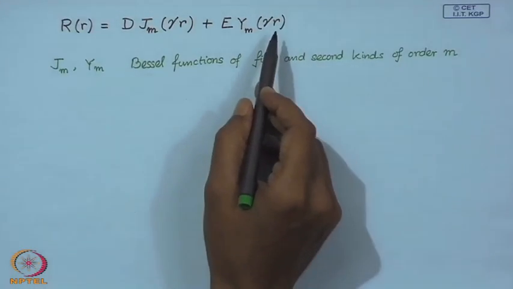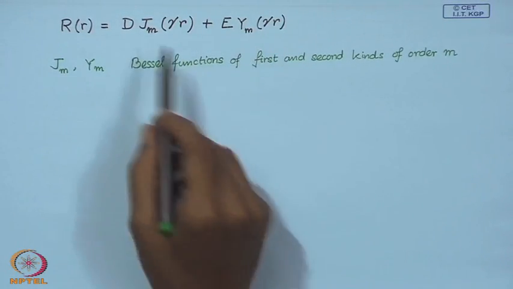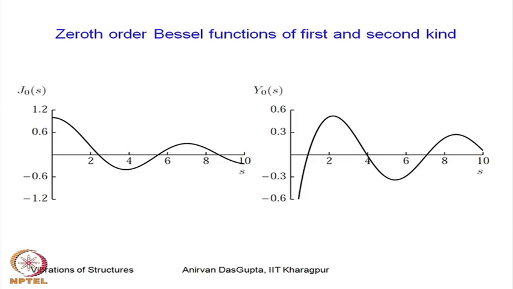Now, since we have the solution as a linear combination of these two functions, let us have a look just to have an idea of these functions. So, this figure shows the Bessel functions. Here I have plotted only the 0th order Bessel's functions, J0 and Y0 as a function of this argument s. For integral values of the order, this Bessel function of the second kind has a logarithmic singularity at argument equal to 0. This is known from theory of Bessel functions.